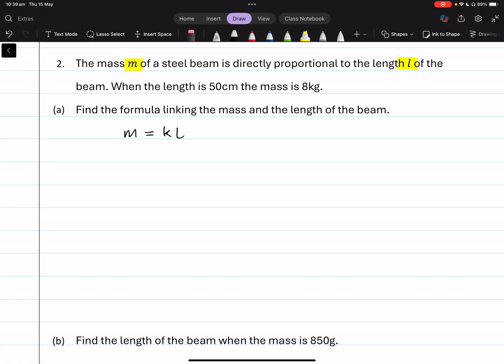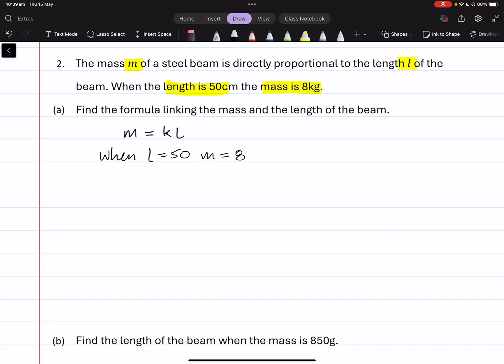M equals K times L. And we've been told that when the length's 50, the mass is 8. So when the length is 50, the mass is 8, and I'll write that down. When L equals 50, the mass is 8. And we're going to have to remember the units are in centimeters and kilograms.